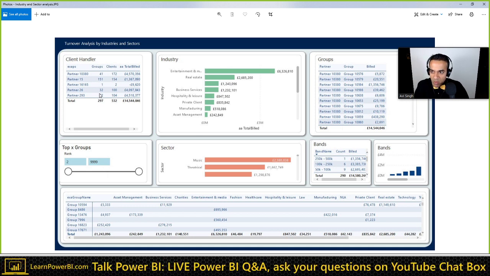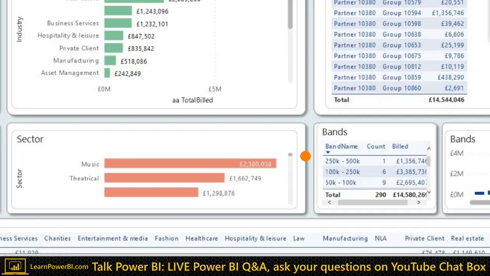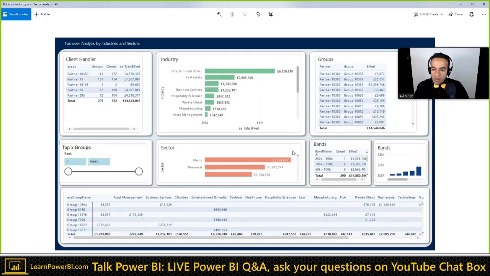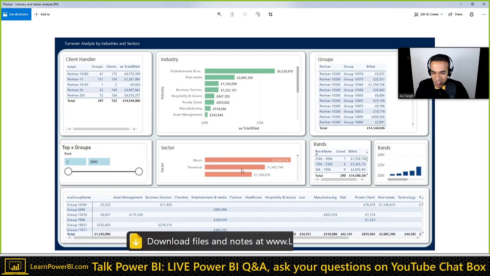So industry goes over there. Client handler, I don't know. Can we put sector next to that? Maybe. Man, the scroll bar here looks crazy. There are a lot of sectors, it seems. So there's something off.